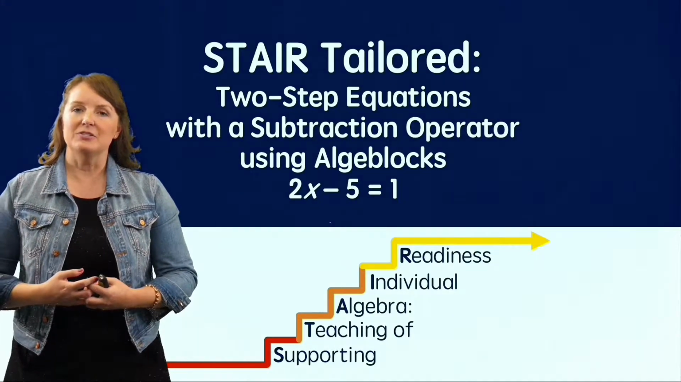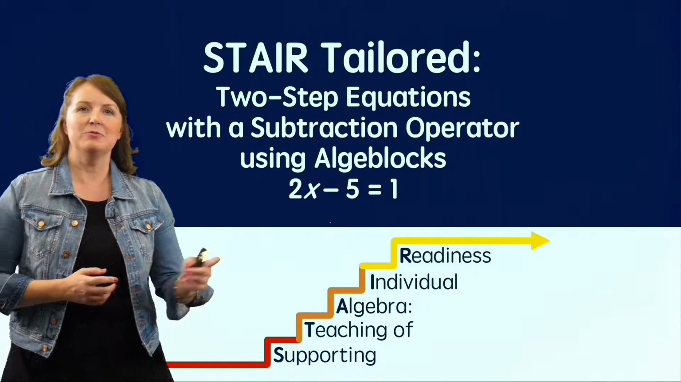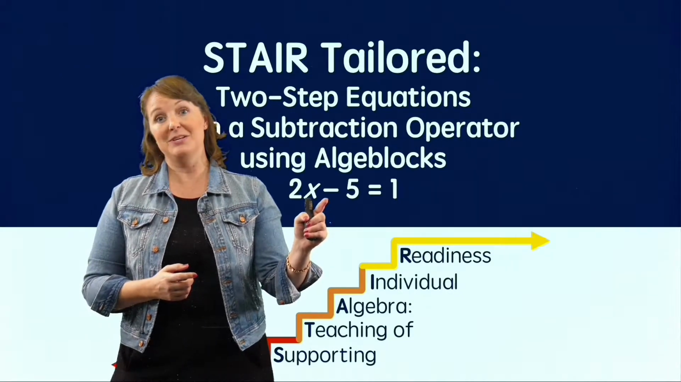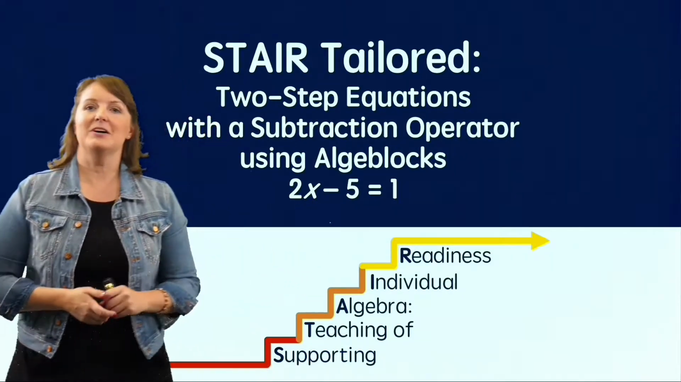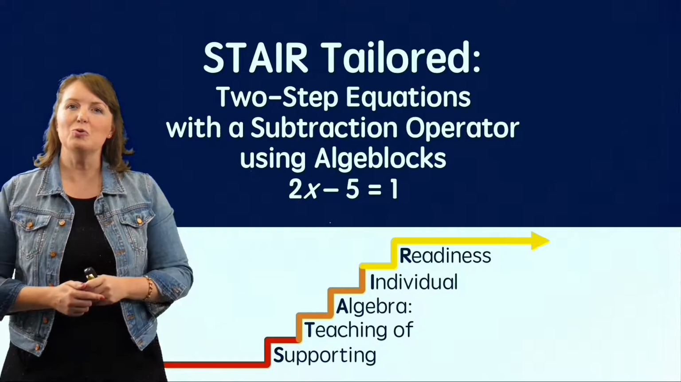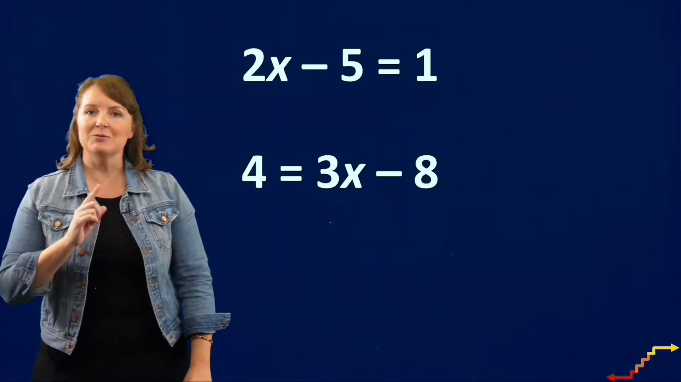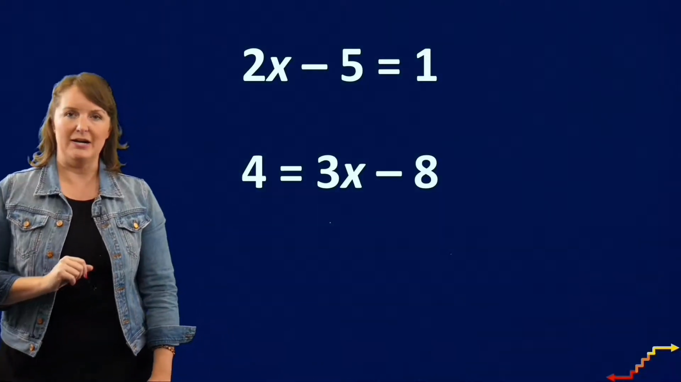Today we're going to think about solving two-step equations, and the equations we're going to solve right now have a subtraction operator symbol in them. So these have a minus sign. So we're going to solve equations like 2x minus 5 equals 1, and we're going to use a cool tool called the Algeblocks.